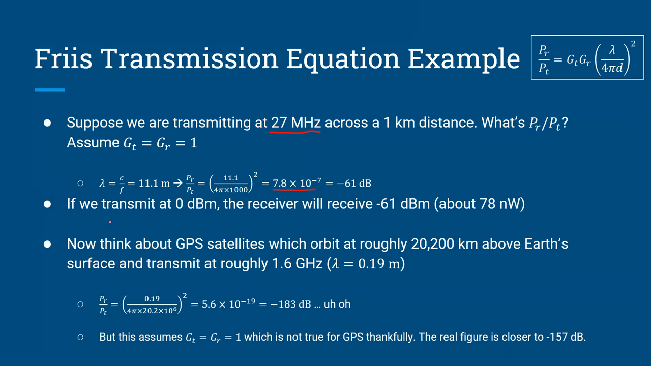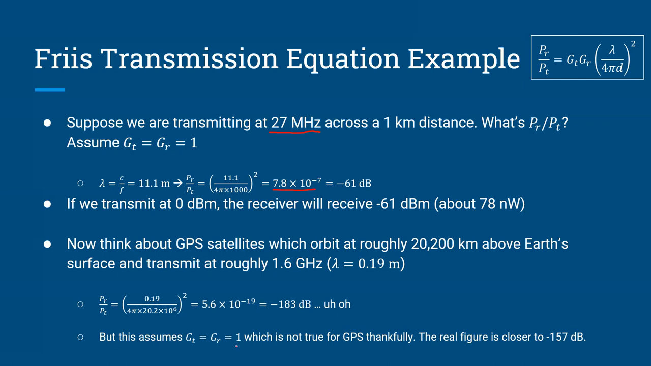It gets even worse when we're talking about satellite communication. So for example, with GPS, the satellites are about 20,200 kilometers above the surface of Earth, and they transmit at roughly 1.6 gigahertz. It's actually a little below that, it's like 1.5 something. But if we take 1.6, wavelength is 0.19 meters, or 19 centimeters. And if you plug all of this into the equation, assuming that GT and GR are one, then we get minus 183 dB. So, you know, 19 orders of magnitude. That's no bueno.